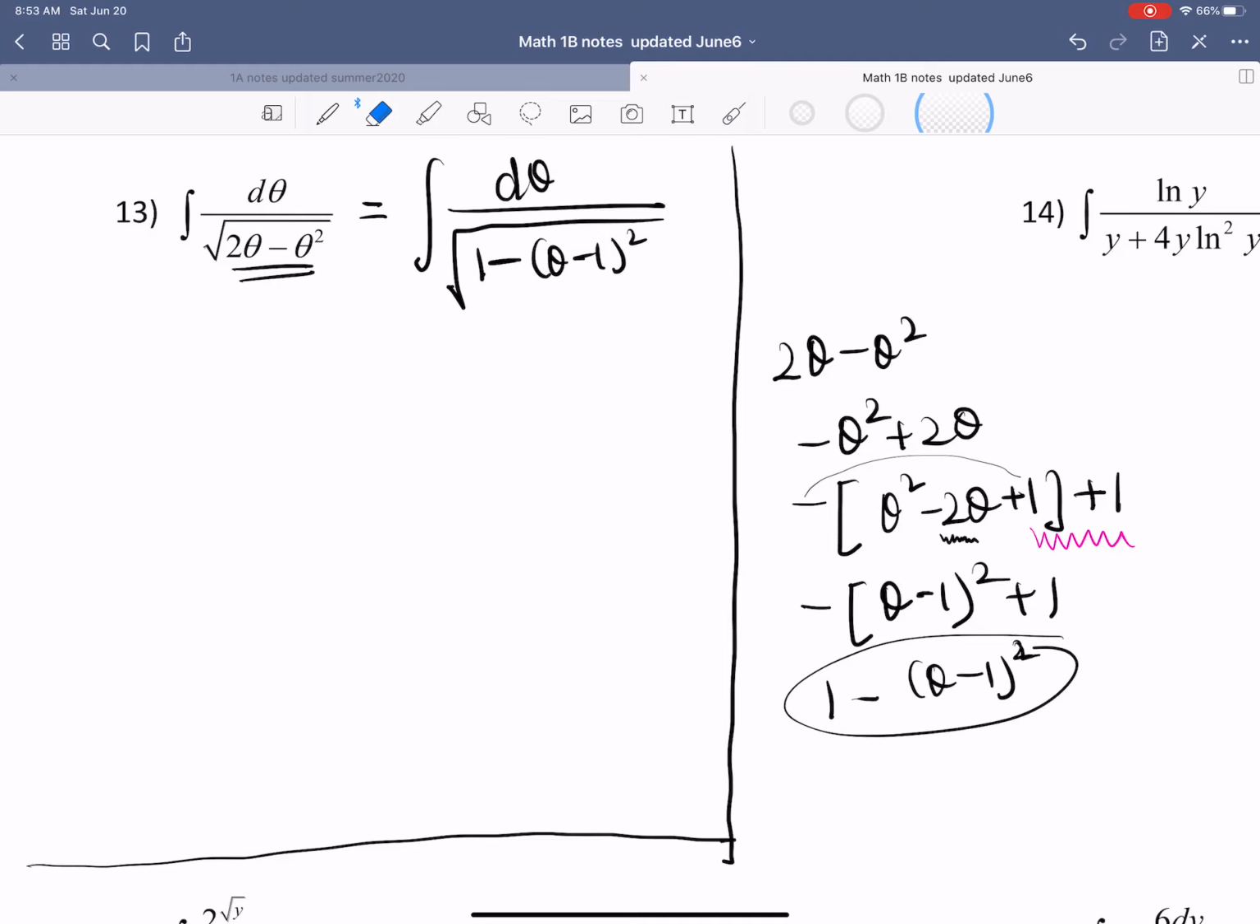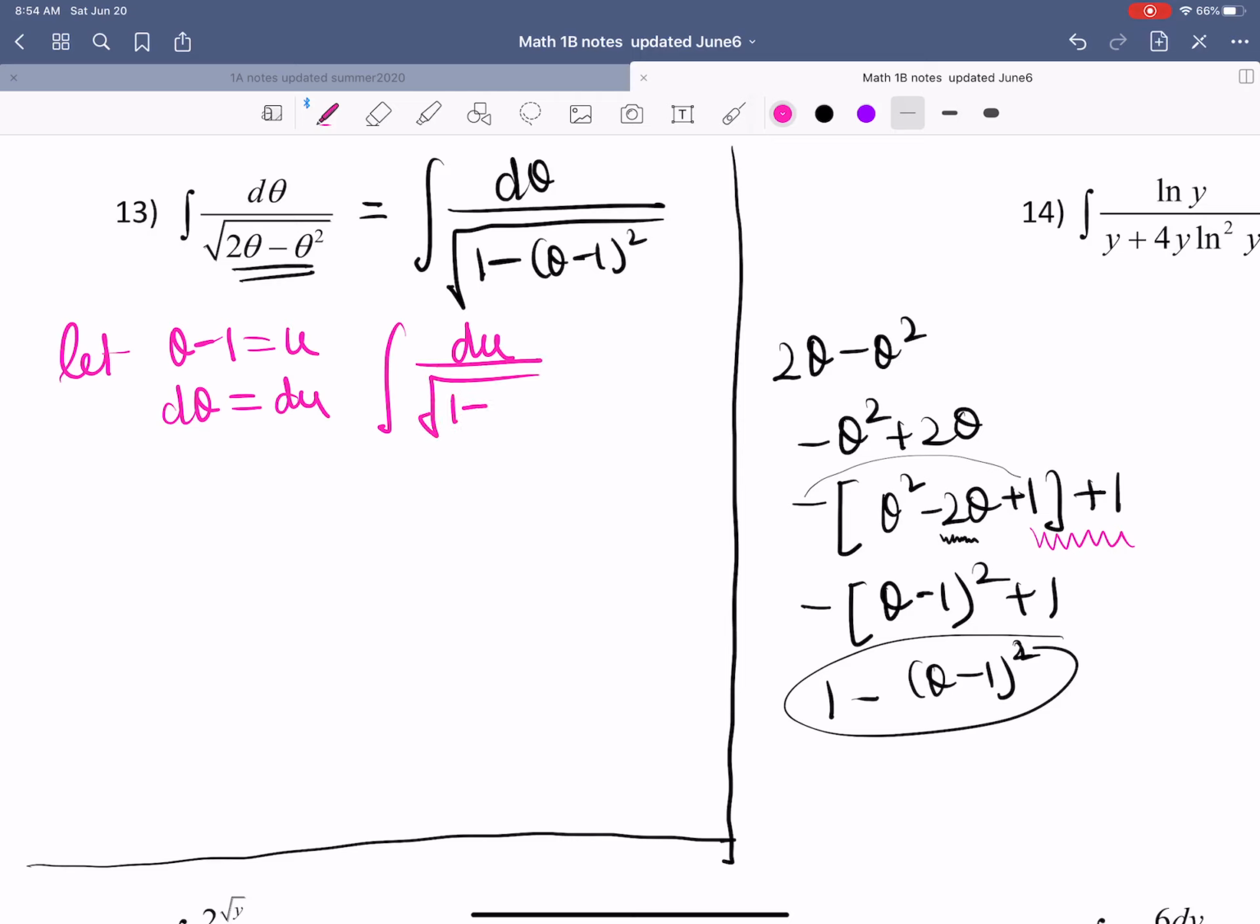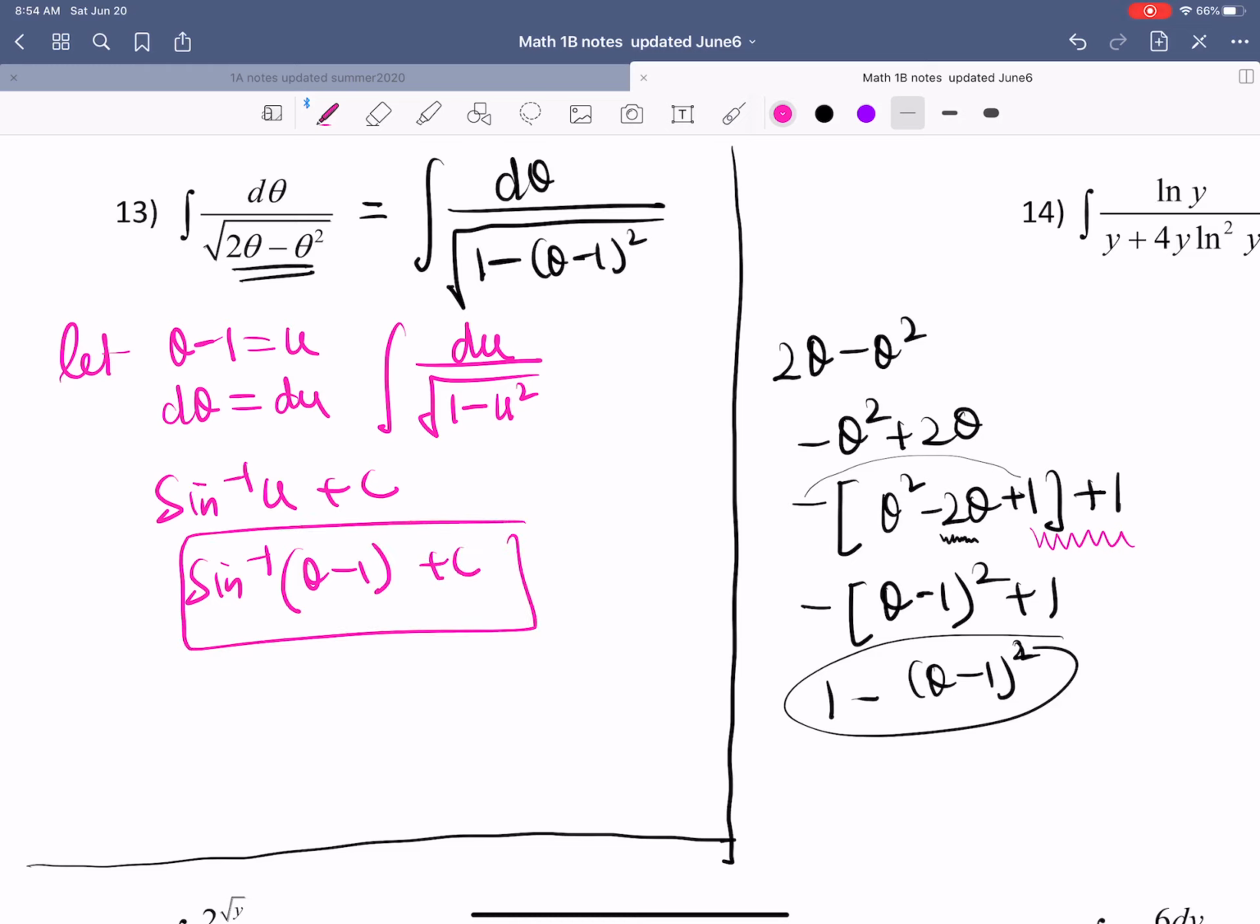Now let's go ahead and let theta minus 1 be u, d theta be du. We can write this integral in terms of du now. So this is 1 minus u squared. The integral of 1 over the square root of 1 minus u squared is sine inverse u plus c. Remember to plug the u back in, whatever you called the u in the beginning: sine inverse of theta minus 1 plus c.